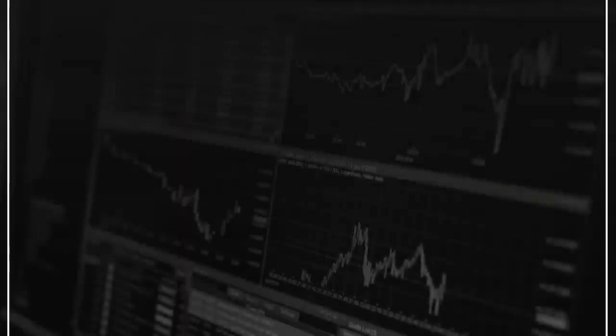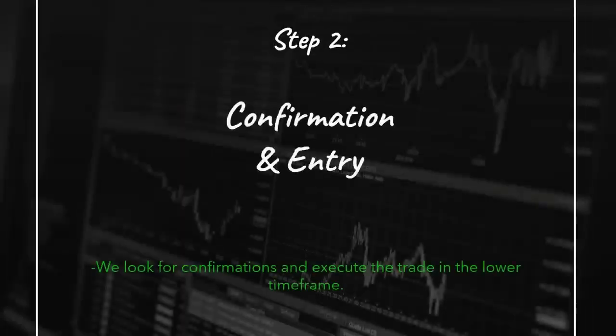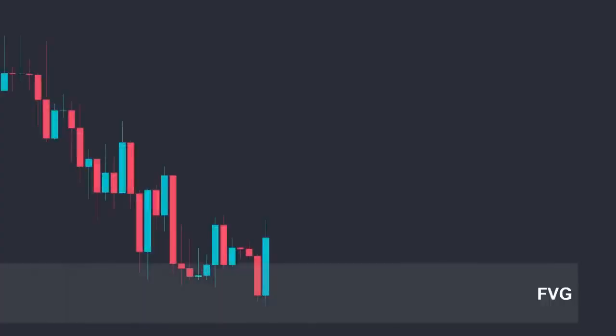Now, the second step of this trading plan is to look for confirmations and execute the trade in the lower time frame. After waiting for the price to enter our trading zone, we need to see some form of confirmation to show that this short-term downtrend is over and the price can push to the upside.